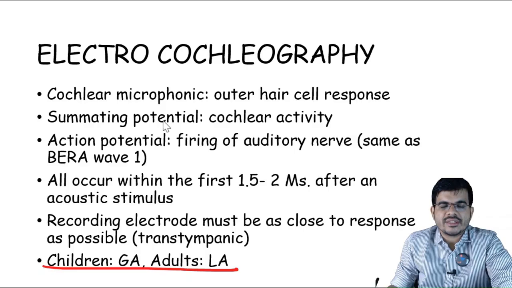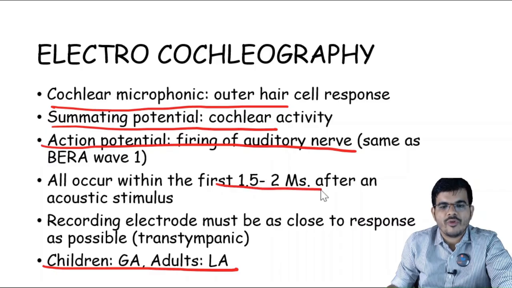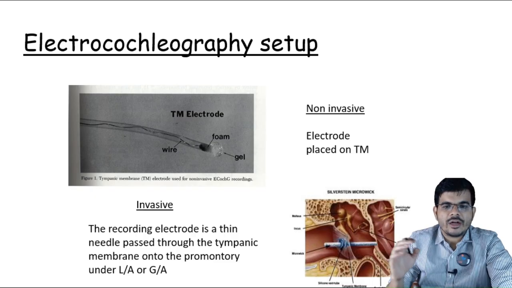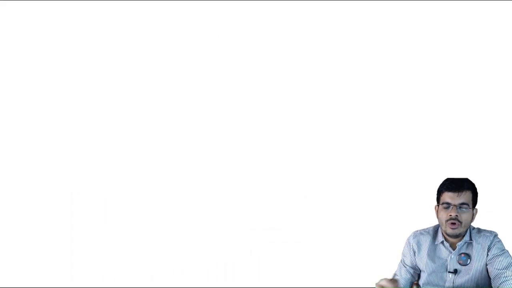What are the three potentials that are being generated? You have the cochlear microphonic in the outer hair cell, summating potential which corresponds to the cochlear activity, and action potential which is the firing of the auditory nerve. Okay, and it occurs within the first 1.5 to 2 millisecond. Okay, so that's about the electrocochleography. It can be done in a non-invasive manner, but the invasive electrocochleography is more accurate.